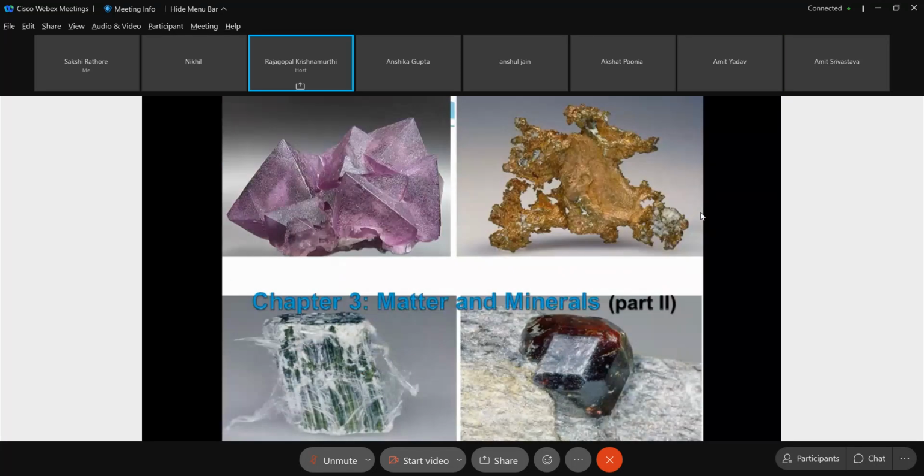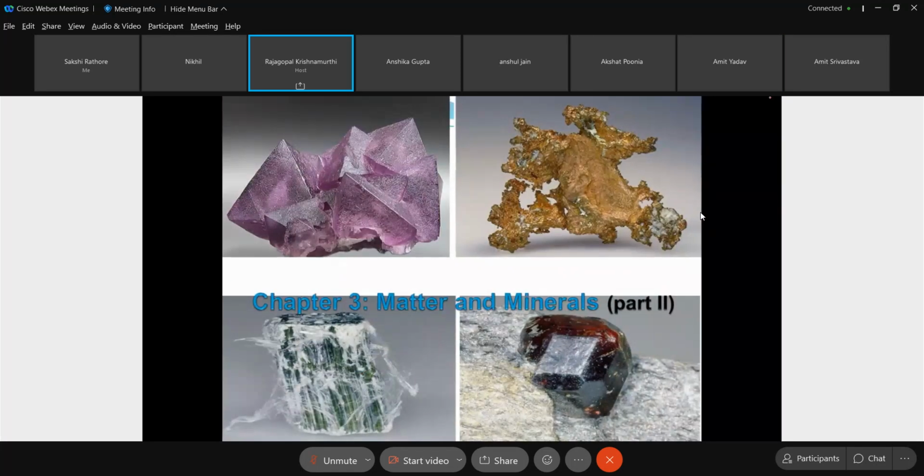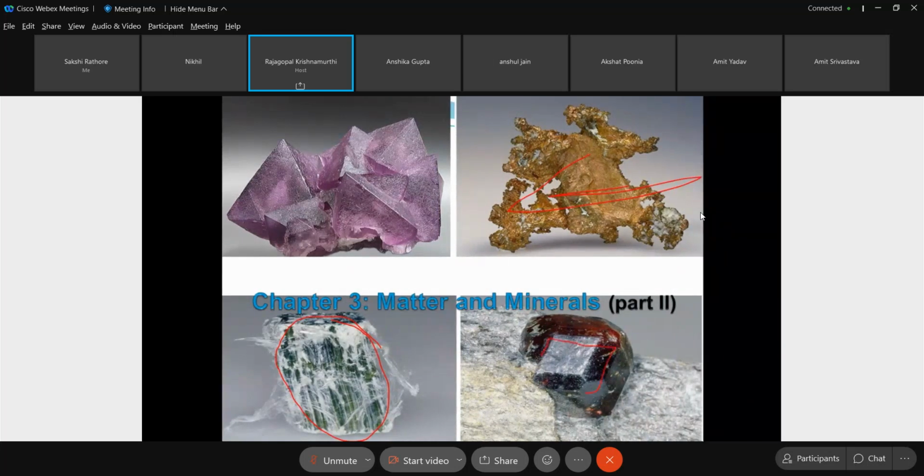The violet one is called fluorite, and this one is native copper. This is asbestos fibers. And this one is a garnet, a beautiful dodecahedron, a gem variety of garnet. You see the rocks: this is a rock, and this is a separate mineral. The minerals present within rocks are called rock-forming minerals, whereas this one is a separate mineral.